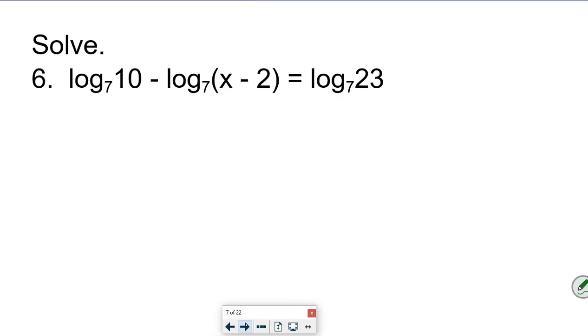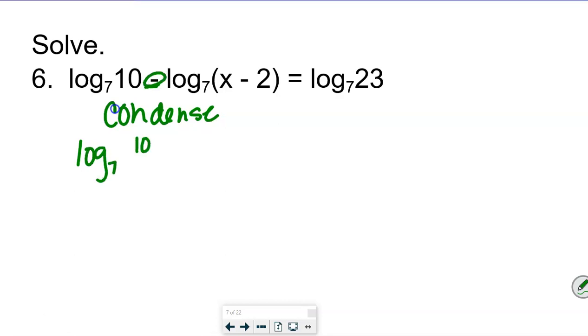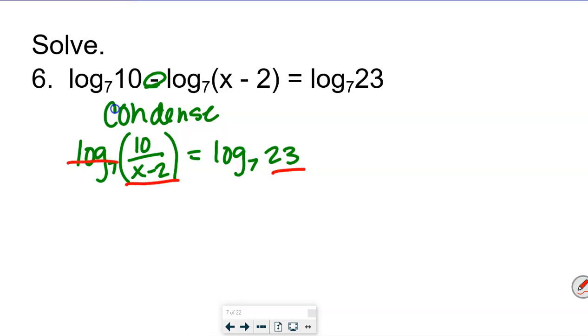All right, so this one, again, the first step is going to be to condense, okay? So whenever you have a plus or a minus here between two logs, you want to condense it first. So we're going to say log base 7 of 10. And this time we have a minus. Y'all see that? So that's division. Okay, so that means we're going to do x minus 2 here. Okay, and then that's going to be equal to log base 7 of 23. If you remember, if we have the same log base, then whatever those two things are of, we could set those equal to each other. So we're going to set this equal to this because these two can cancel each other out. So we're going to end up with 10 over x minus 2 is equal to 23.